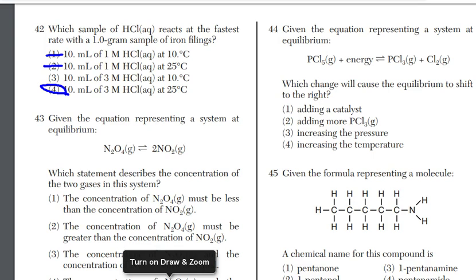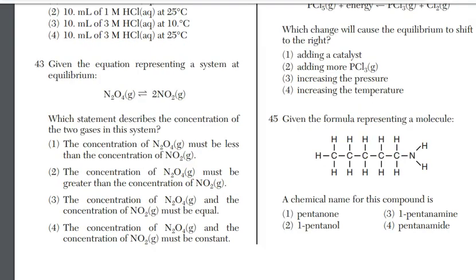If we go to 43, we're looking at a system at equilibrium. Remember, what's equal at equilibrium is the rate of the forward is equal to the rate of the reverse. As far as concentrations, they would remain constant. That's what we're looking for here in the four choices. So let me go ahead and scroll down. Concentrations must be constant. Rates must be equal. The answer for 43 is choice 4.